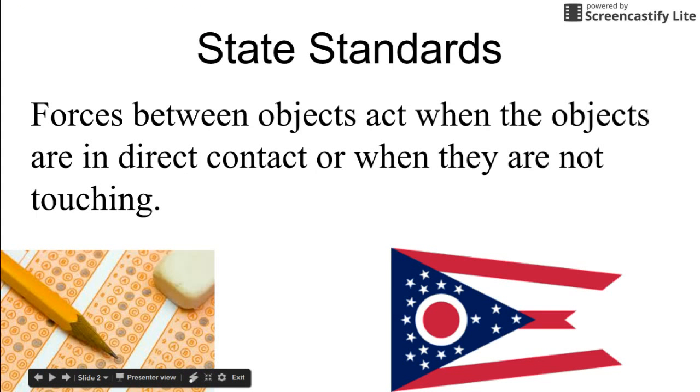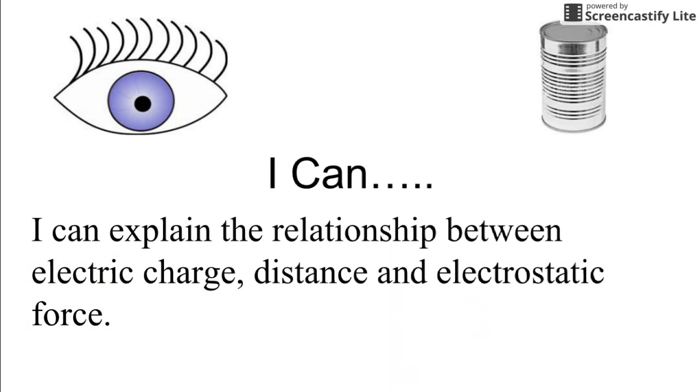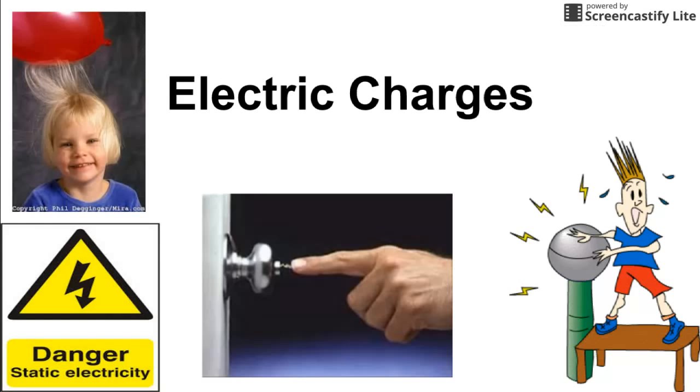Now, we've been working on this state standard for quite some time. Forces between objects act when the objects are in direct contact. That would be the friction we talked about, and when we're pushing and pulling on objects. And also when they're not touching, this would be the field forces we've been discussing. That would be the electrostatic force we started talking about yesterday in class, and the gravitational forces that we've been talking about. By the end of class today, you need to be able to explain the relationship between electric charge, the amount of charge, the distance between the charges, and how much force there is between the two charges.